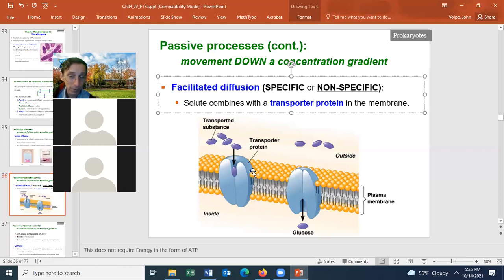call a channel protein. And fructose, when you eat fruit, you'll get fructose at high concentration in your gut, and it'll be lower inside your cells. And then fructose will move into the cell by facilitated diffusion. What does that mean? It means that you will never digest all of the fructose, because once the fructose becomes equal outside the cell as inside the cell, no more fructose will move into the cell.